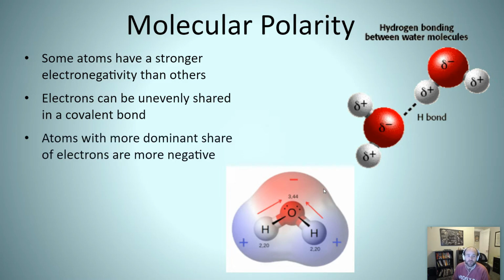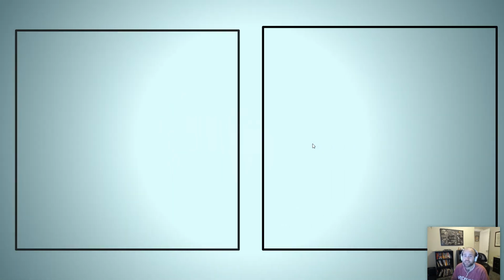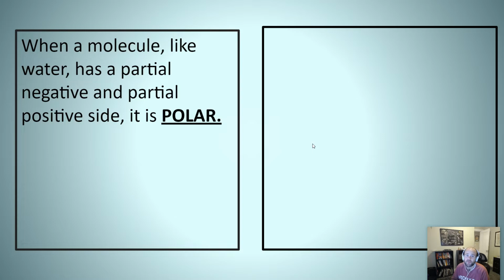This is going to result in those atoms with that more dominant share of electrons being slightly more negative and the other atoms being slightly more positive. Now, depending on the shape of the molecule, if it has poles or opposite ends, like this water molecule, where one side is negative and the other side is positive, you end up with a polar molecule. So let's look at some examples of this. When a molecule like water has those different partial positive and partial negative sides, we can see that it's polar.